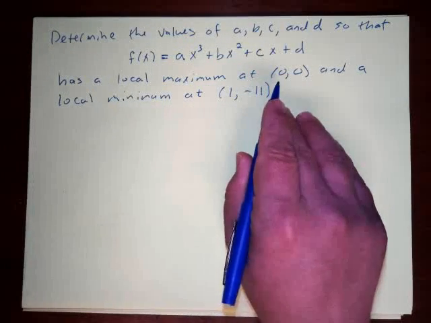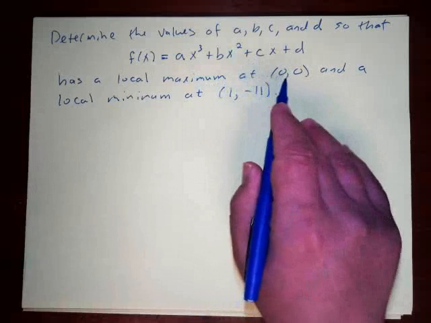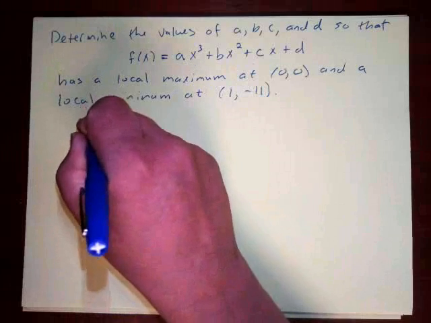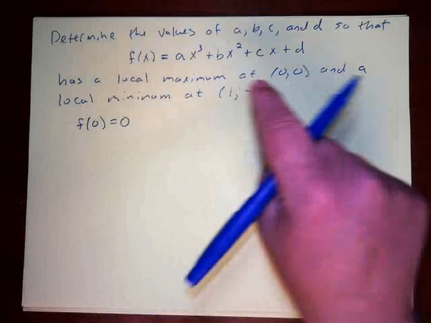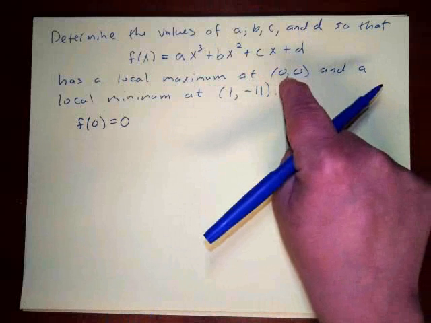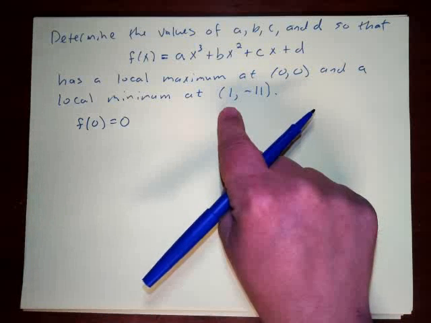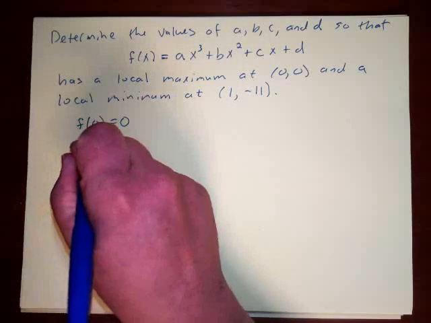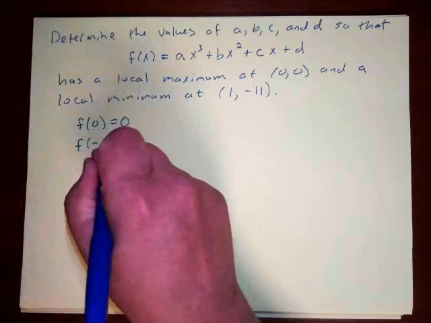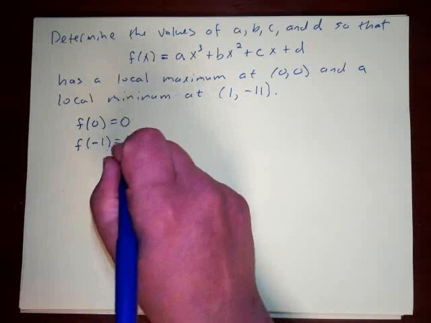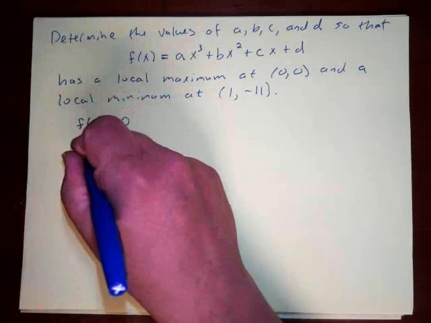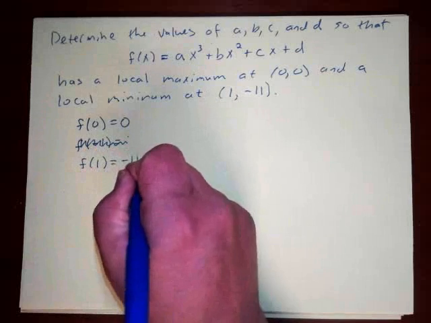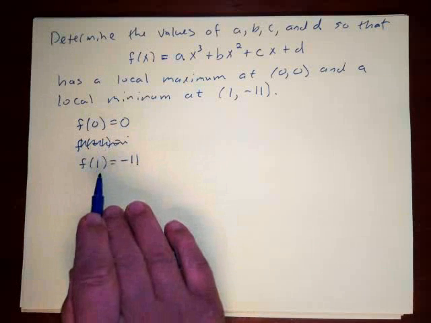Well, first of all, it wants this thing to have a local maximum at (0, 0). So at the very least, f of 0 has to equal 0 in order for it to have a maximum there. And it wants it to have a local minimum at (1, -11), so f of 1 has to equal -11. These two conditions have to hold.